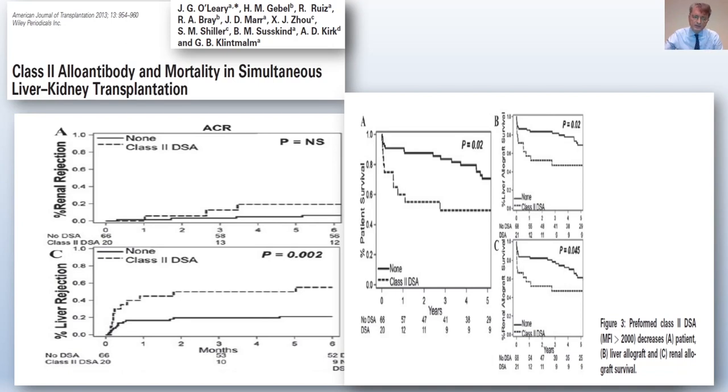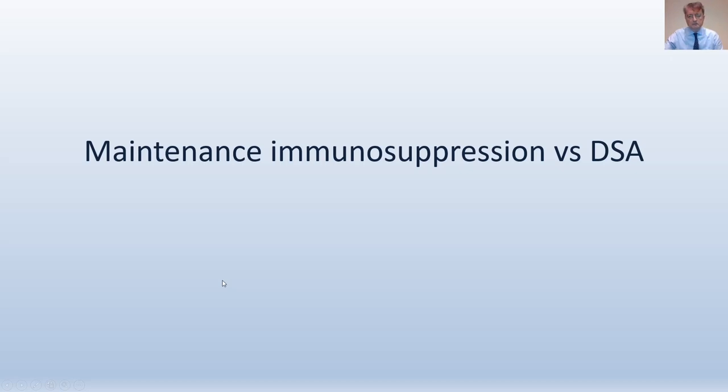However, there are also some more cautious data. Here we see that patients after combined kidney-liver transplantation who produced class 2 DSAs had a significant risk of liver rejection, while not renal rejection. So it seems these antibodies were harmful to the liver graft and the protection was still maintained over the kidney.